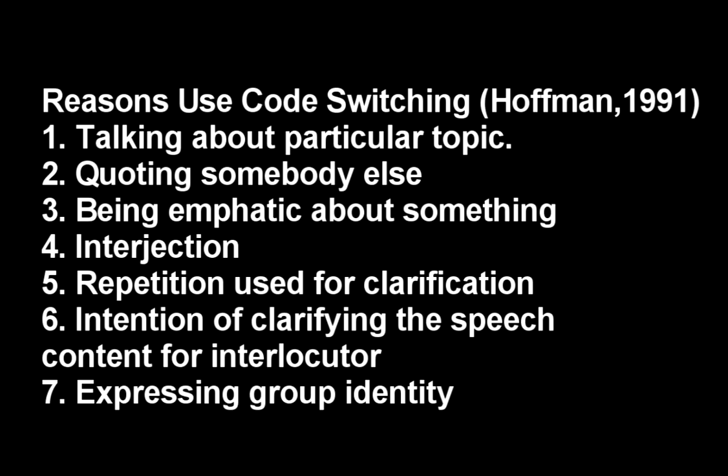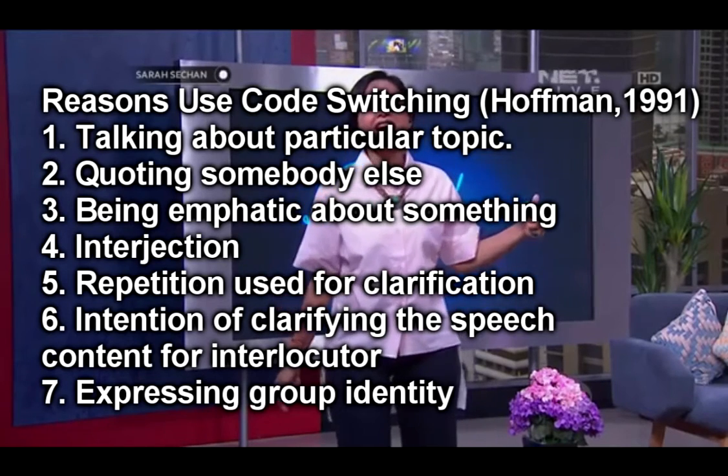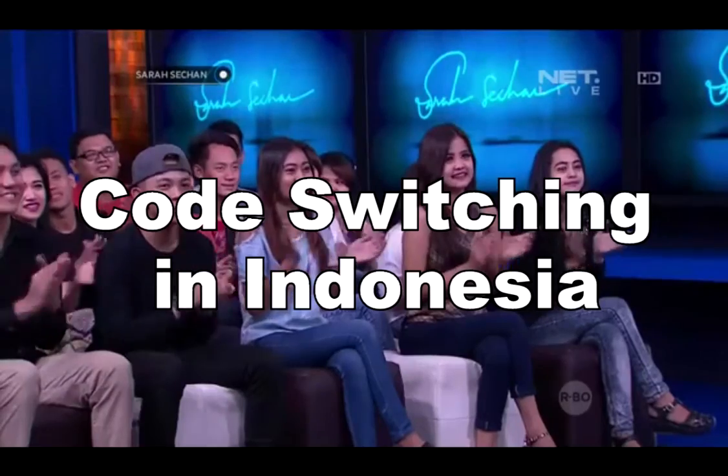The sixth is the intention of clarifying the speech content for the interlocutor. When a bilingual person talks to another bilingual, as suggested by Hoffman, there will be lots of code switching and code mixing that occur. It means making the content of his or her speech run smoothly and be understood by the hearer. And the last is expressing group identity. The way of communication of academic people in their disciplinary groupings is absolutely different from other groups.